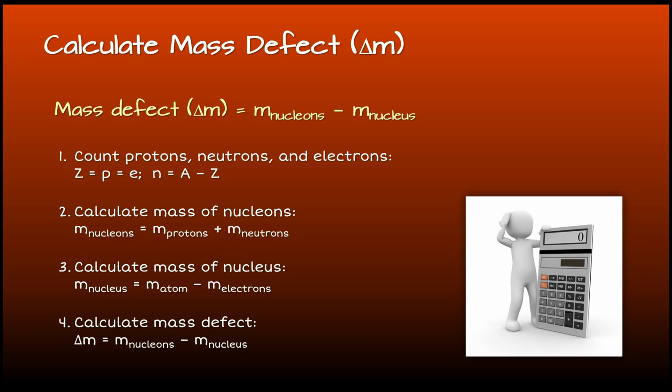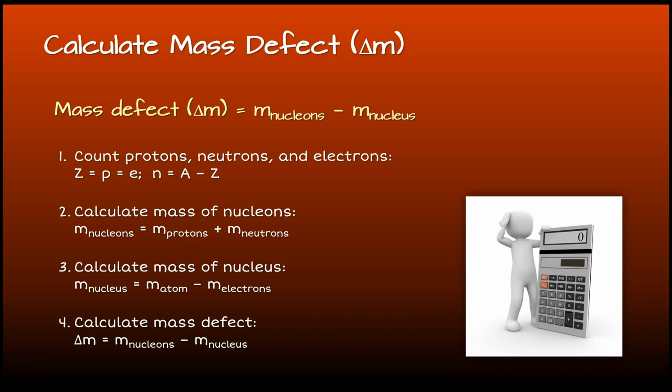We'll only consider neutral isotopes, and we can get the number of protons and number of electrons from atomic number Z, right off the periodic table. The number of neutrons must be calculated as mass number minus atomic number. Then we need our two parts to calculate delta M, mass of nucleons and mass of nucleus. The mass of the nucleons we get by adding together the total proton mass and the total neutron mass. We get each particle's mass contribution by multiplying the number of particles by the mass of the particle.